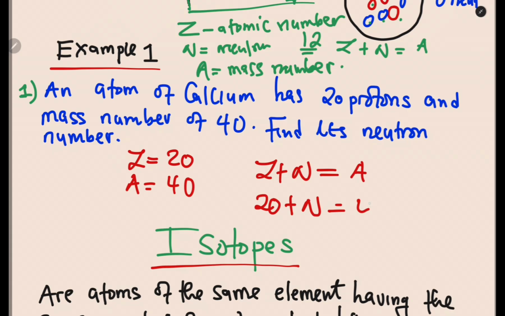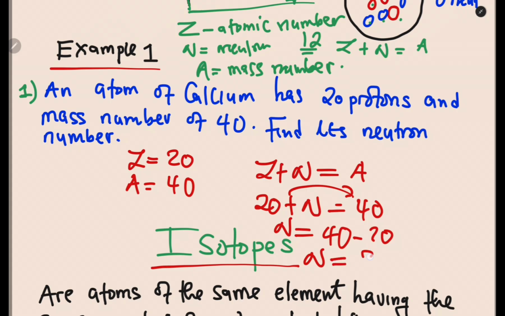Neutrons, equal to 40. So here N is equal to, we bring this one to the other side the usual way that we are used to. So this is 40 minus 20, and the neutron number gives us 20. This is the reason why I said you should be able to go around just using this formula. So that is how you find the neutron number.